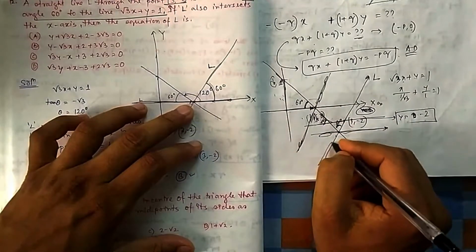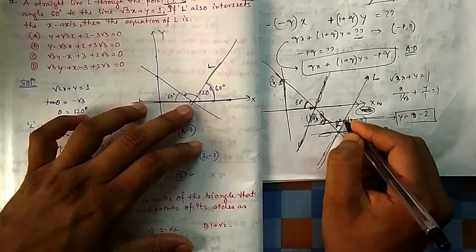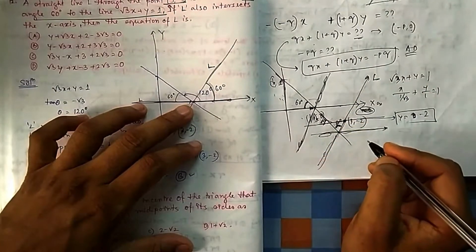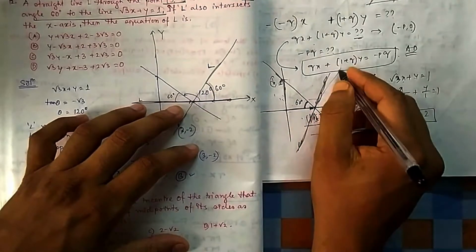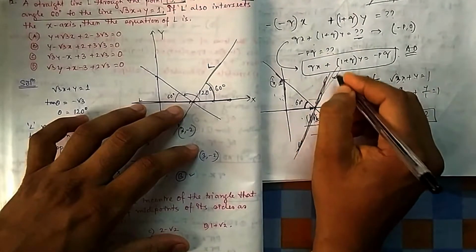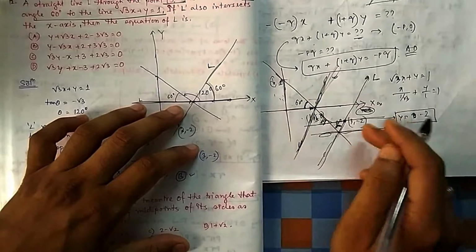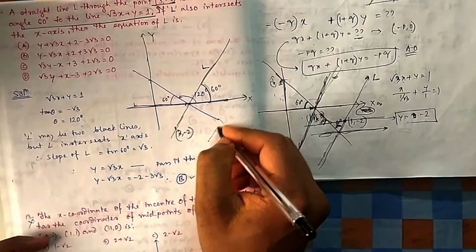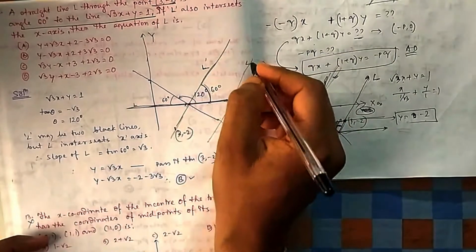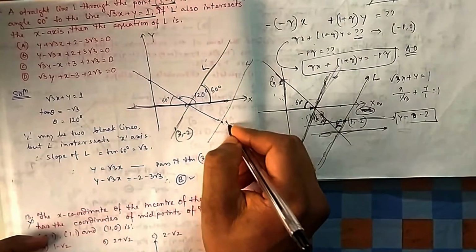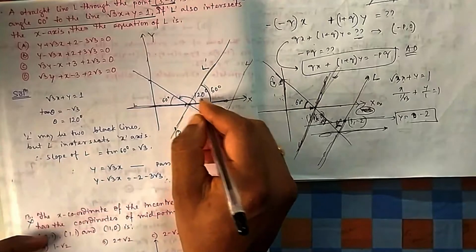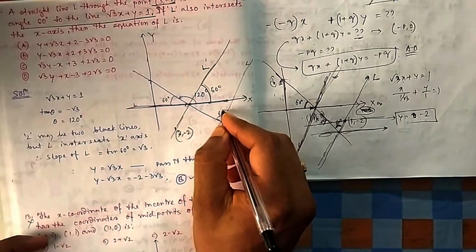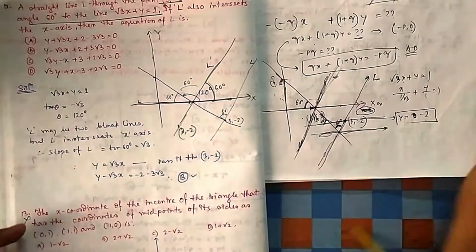Okay, and you need to find this line L, which is passing through 3, minus 2 and at an angle of 60 degree. So we draw a parallel of this line here and find the slope of this line. Once I know the slope, then I can pass it through this point. The actual line is here somewhere. So this is L dash, and the actual line is here, which is passing through 3, minus 2. Because this is making 60 degrees, obviously this will also make 60 degree.